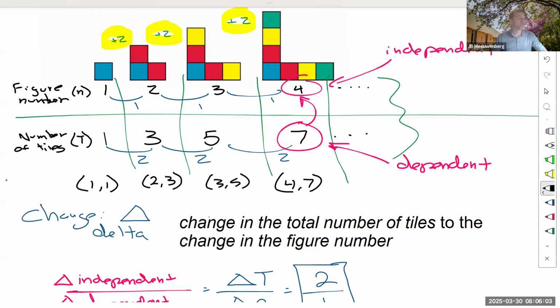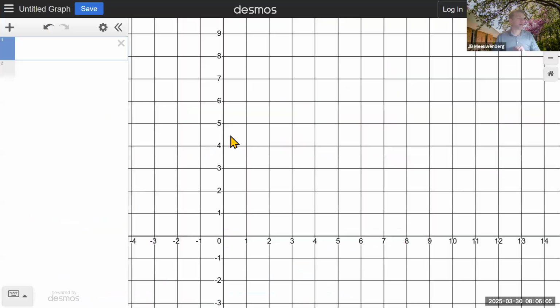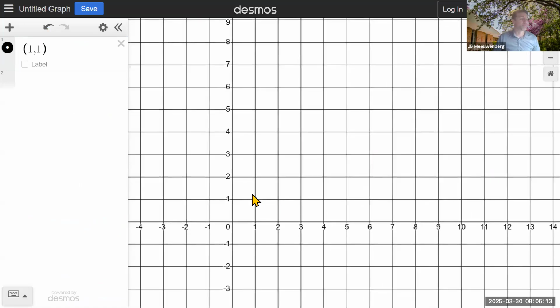I'm just going to put those points onto our grid, and you can type them in with parentheses, 1, 1. And notice how when we do that, it automatically just puts the point right there. Click down to the next section. The next one was 2, 3. Notice how it puts it right there.